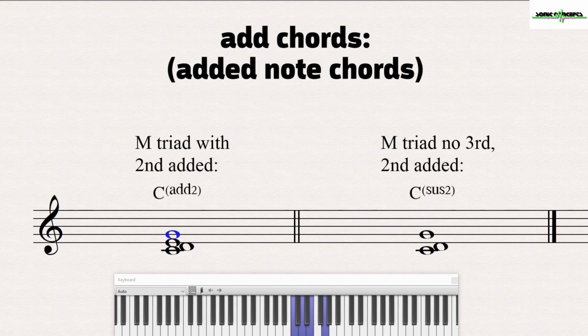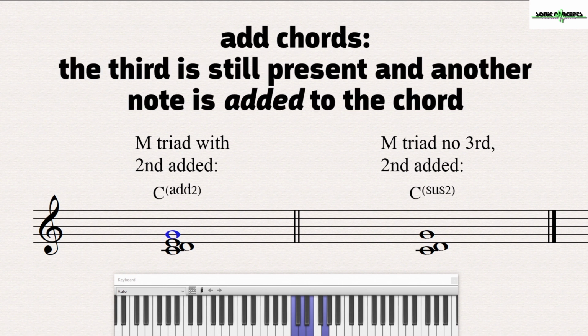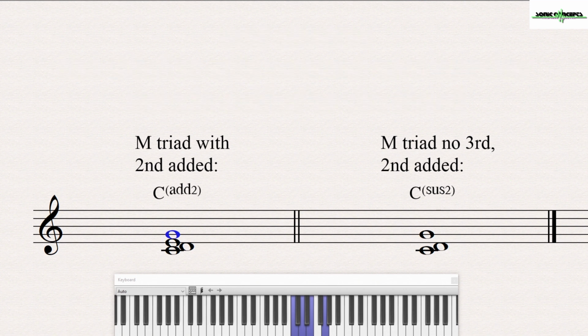Add chords, or added note chords, added tone chords, are different from sus chords in that the third is still present in the chord and another note is added to the chord. For example, a C add 2 chord has the entire major triad, root, third, and fifth, along with an added major second. Observe the differences between a C add 2 and a C sus 2 in this example.